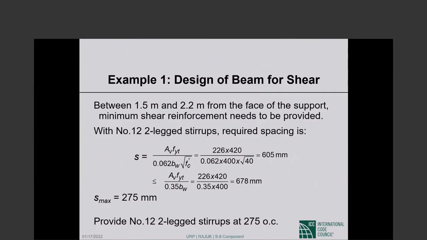Now, between 1.5 meters and 2.2 meters from the face of the support, minimum shear reinforcement needs to be provided. So what is the spacing of minimum shear reinforcement? We know how much the minimum shear reinforcement is. This is the concrete dependent minimum. This is the absolute minimum. So the spacing of the minimum shear reinforcement is 605 millimeters, and the spacing of the absolute minimum shear reinforcement is 678 millimeters. We cannot provide those. The maximum spacing is 275. Remember, 1/2 of d is the governing. So even beyond 1.5 meters, we will provide two-leg stirrups at 275 millimeter spacing.